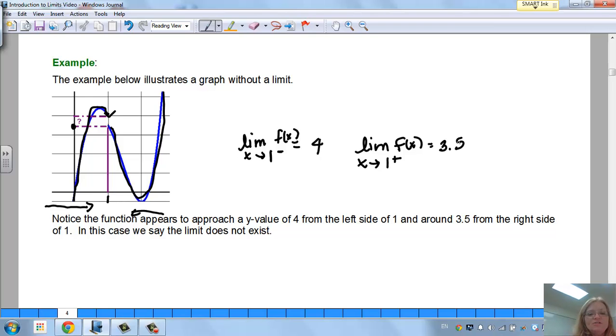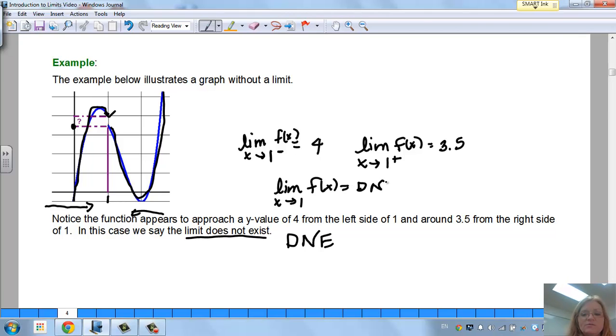Notice the function appears to approach the y value of 4 from the left of 1 and around 3.5 from the right side. In this case, we say the limit does not exist because these two don't match. So when I approach from the left and the right, if they do not match, we say the limit does not exist, and we use DNE. So here is the limit from the left. Here's the limit from the right. So we can say the general limit as x approaches 1 from both sides of this function f of x does not exist because the left and right do not match. Okay? There's a little introduction to limits.